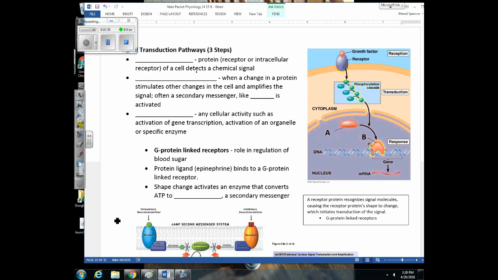Once again, we've talked about signal transduction pathways. There's three parts. We have reception of the signal. We have transduction, which is spreading of that signal from molecule to molecule. So here's our transduction. You can see that one molecule is activating another molecule. And then finally, we have a response. There's different responses. We can get genes activated or expressed, so this cell's now going to make a protein. We can activate organelles. We can activate specific enzymes. So there's many different responses.